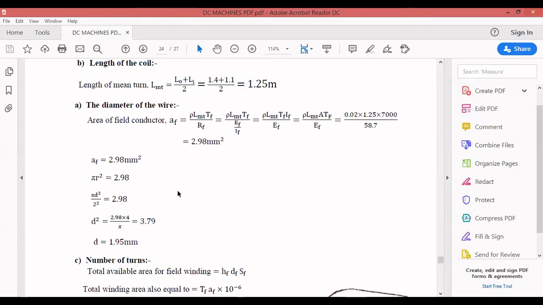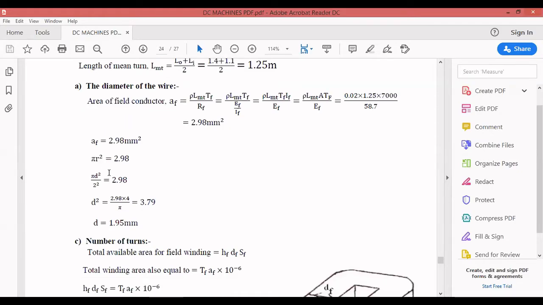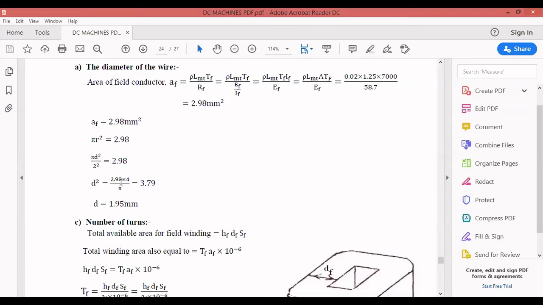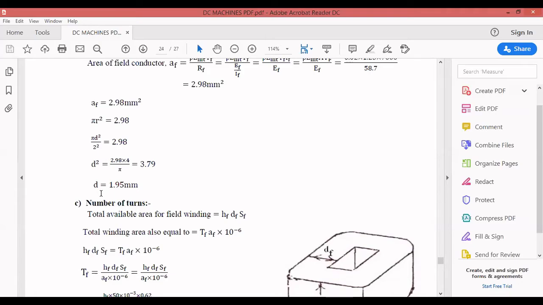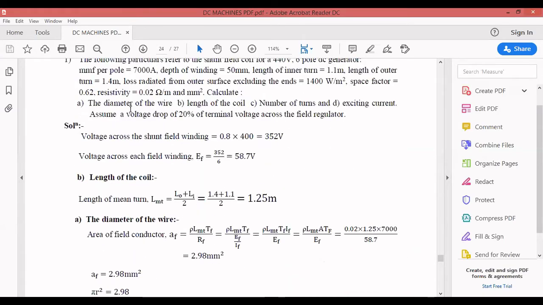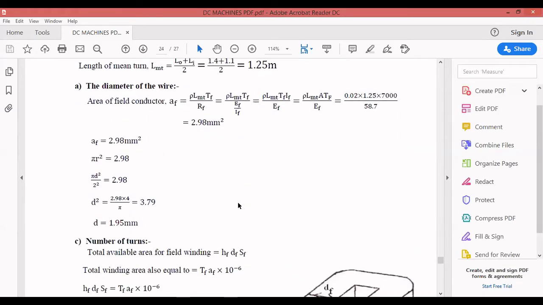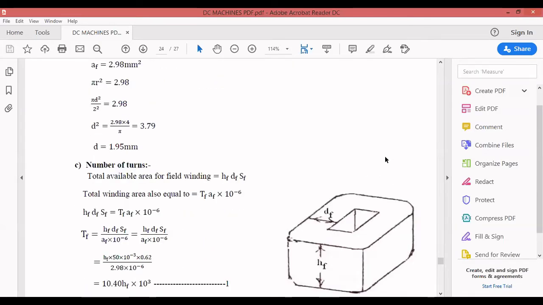Here you are going to consider a round wire, a circular conductor. For circular conductors, the formula for area is pi r square. R can be written as D by 2, so pi d square by 4 is equal to 2.98. D square is equal to 2.98 into 4 divided by pi, which gives 3.79. The diameter D is equal to 1.95 mm. This is how you find the diameter of the wire: first calculate the area, then calculate the diameter. This is the second part of your question.